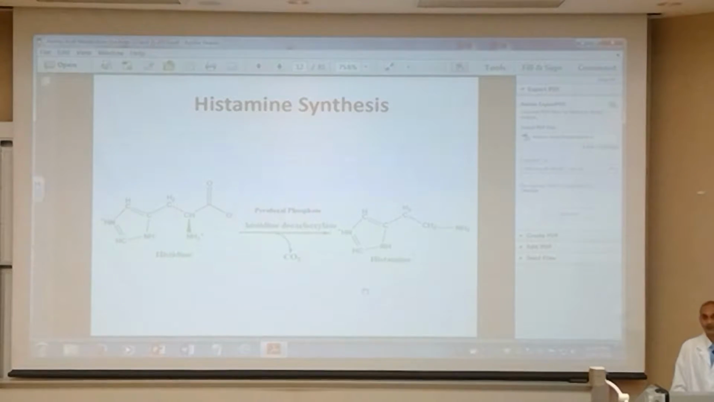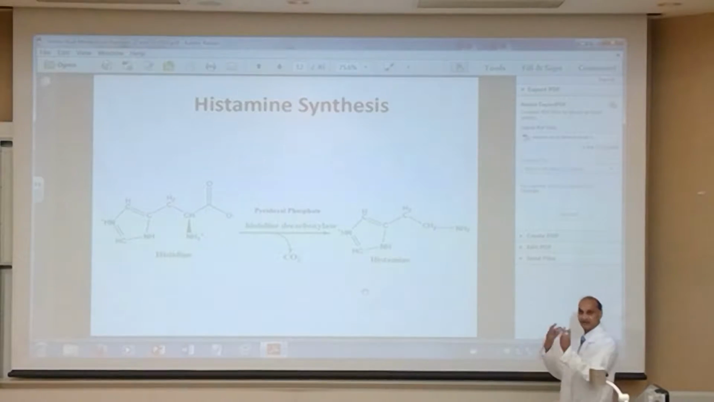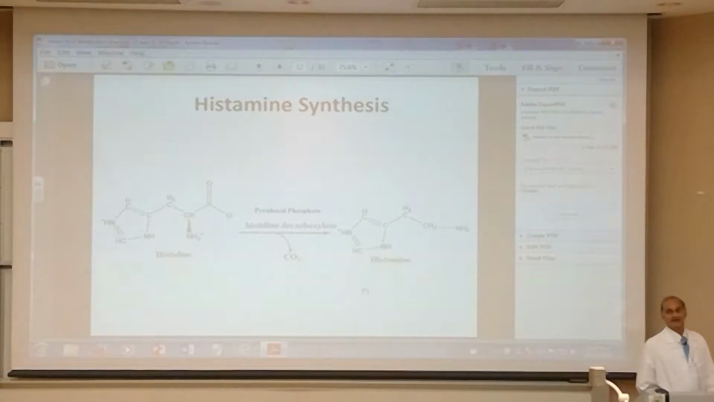This is the imidazole ring structure here, and it is decarboxylated to form histamine. Histamine, we know that it's a compound that you form during allergic reactions, right? And the mast cells, one of the immune cells, would degranulate and release the histamine, and there are antihistamine compounds that you take to control the histamine release, right?